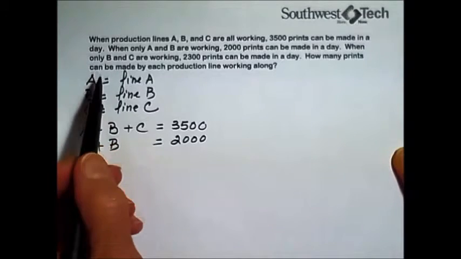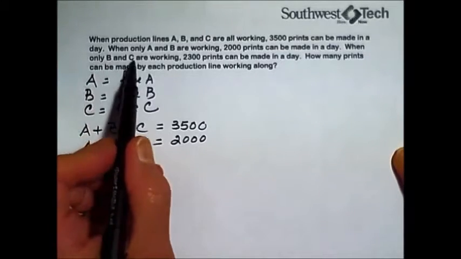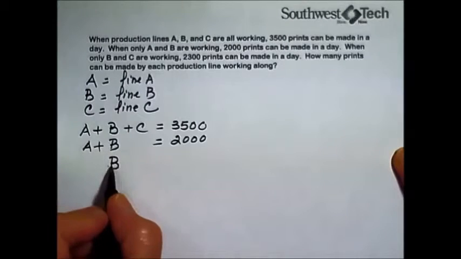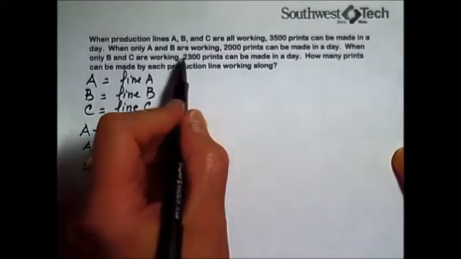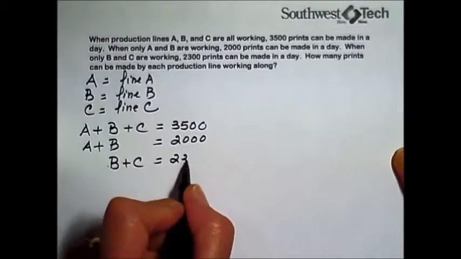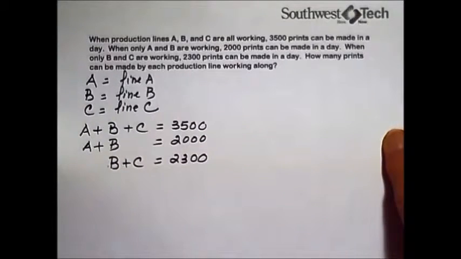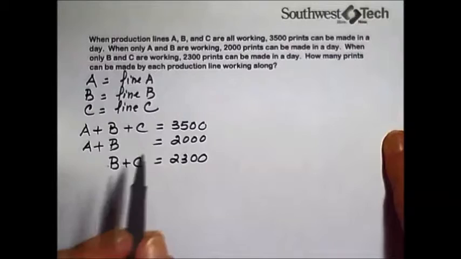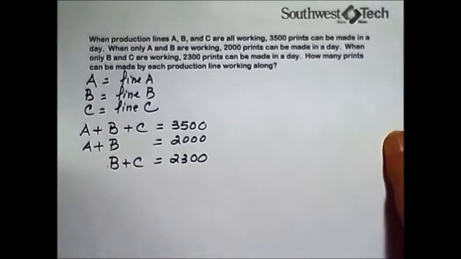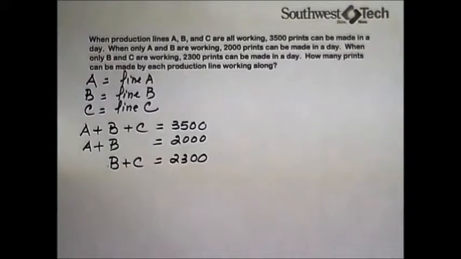The third sentence tells us when only B and C are working, so B plus C, have a production of 2,300 prints being made. Well, we don't have our triangular form to solve this system, so that's what we need to do. We have some holes here, so it's looking promising.